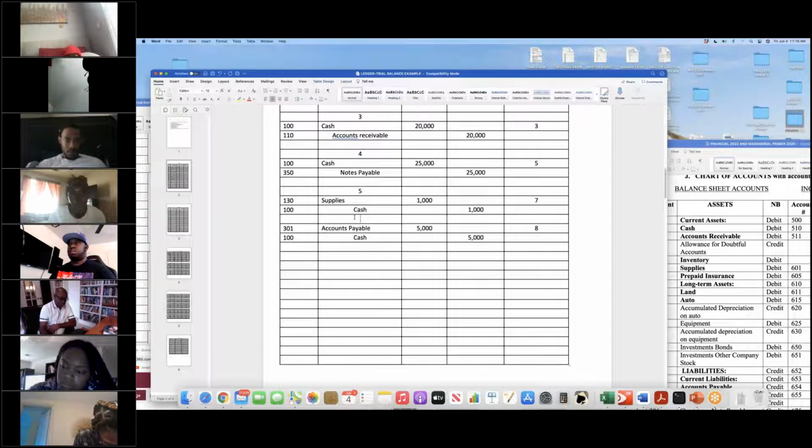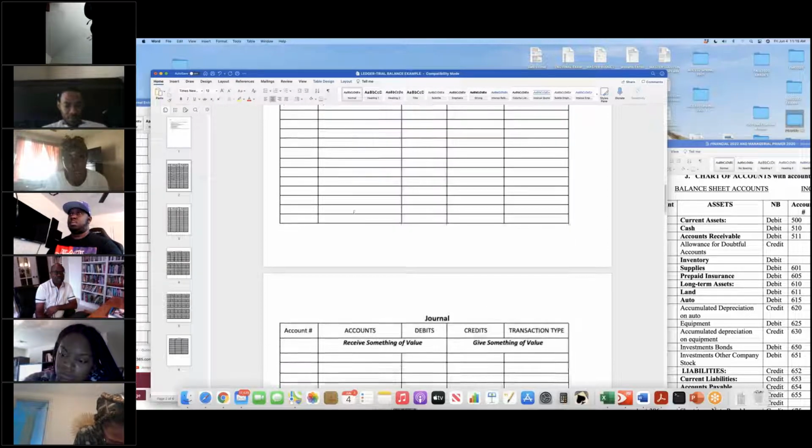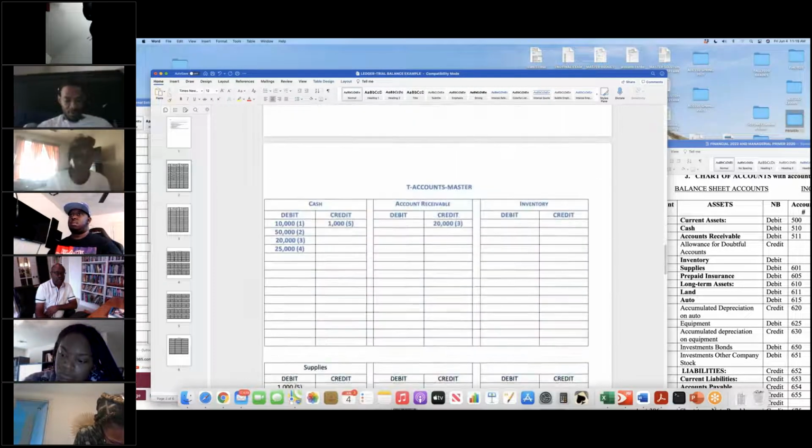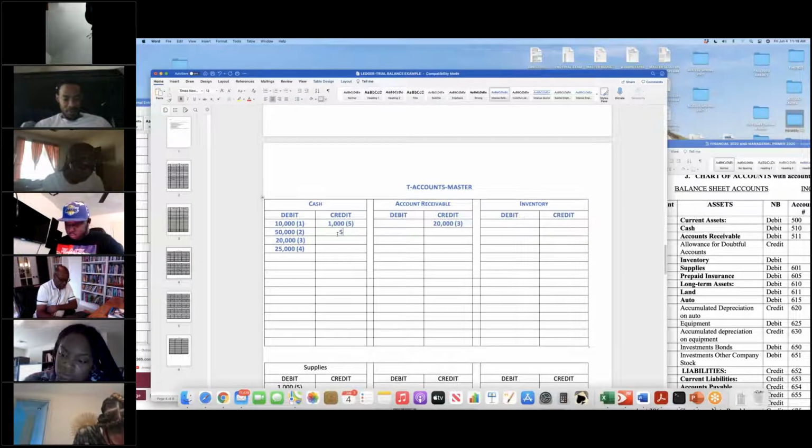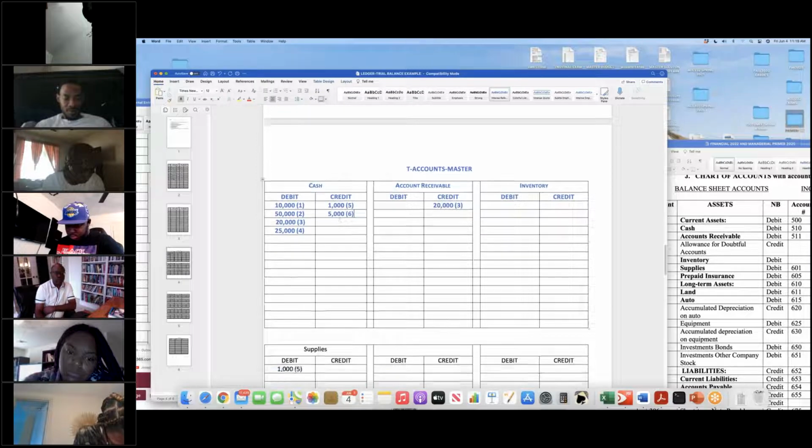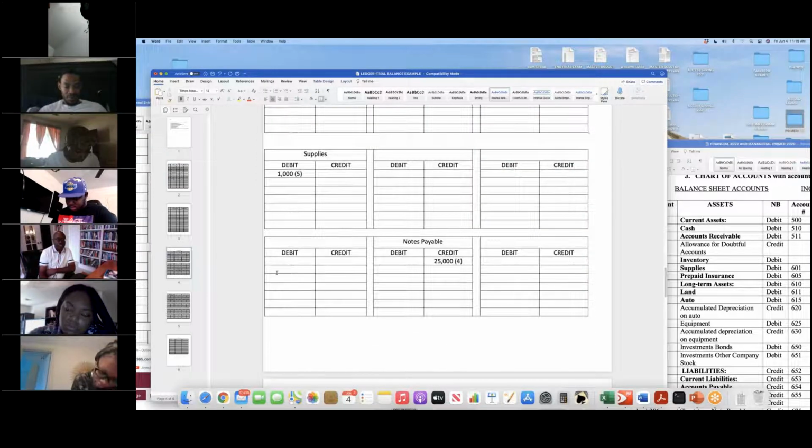This is number 6. So we'll go down here again. Cash now has a credit of 5,000, and accounts payable has a debit of 5,000.